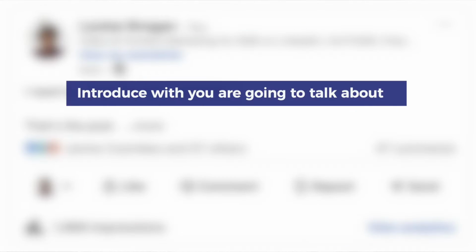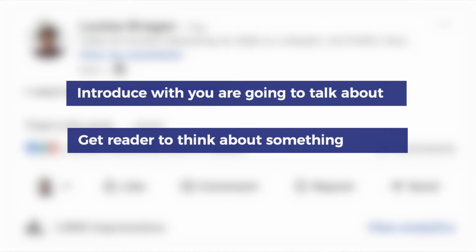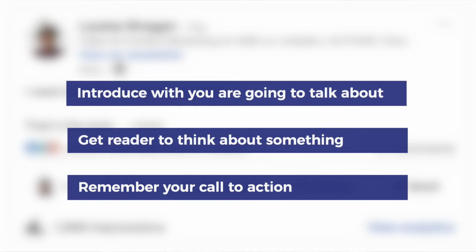with your network. And the format for a text-only post, in my opinion, should be: start with a line that introduces what you're going to talk about, share some content that helps the reader to think about something that you can help them with, and then the final piece is remember your call to action. And usually with a text-only post, this is an invitation to join a conversation about something.